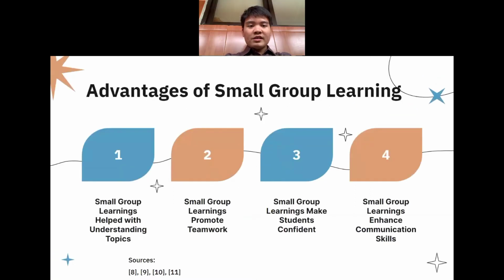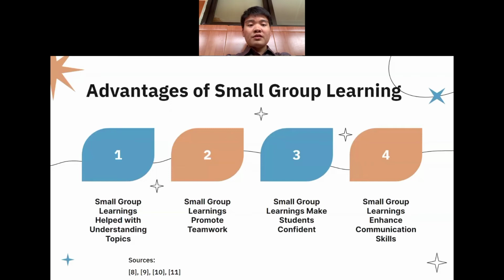There are several advantages of a small group learning approach, which are: first, small group learning helps with understanding topics. Discussions through a small group do not only let learners or students receive the information simply, but discussions in a small group promote students to dig into specific topics, deeply process the topics, and develop a perfect and thorough understanding about the topics. Second, small group learning promotes teamwork. Using group discussions as a teaching tool can help students get to know one another better.